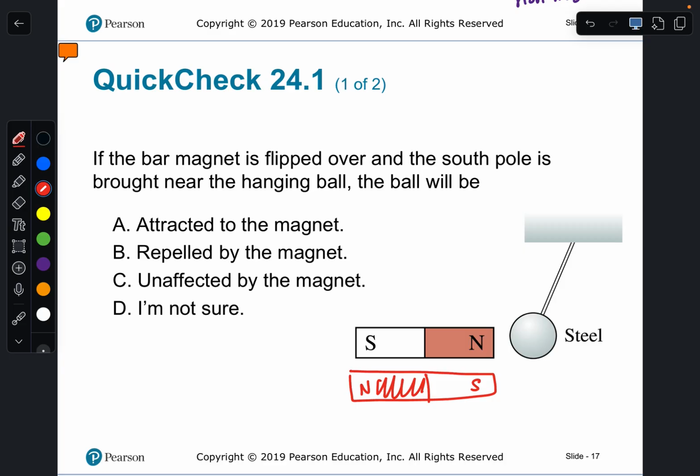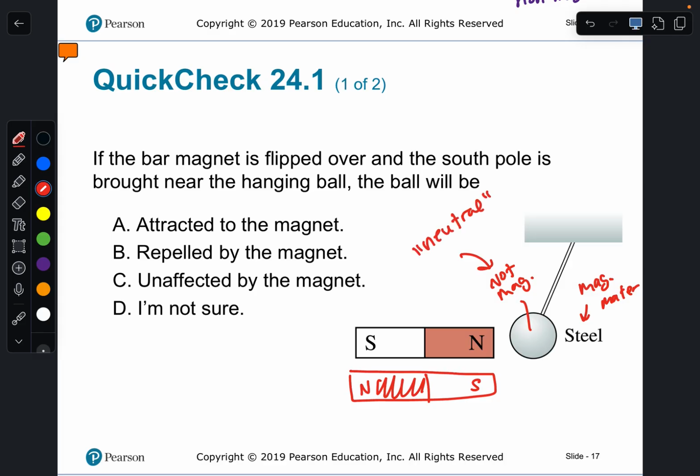Do we get a repulsion? Do we get an unaffected or not sure? So this steel ball is not magnetized, right? There's no north and south pole on it, okay? It's not magnetized, but it is made up of a magnetic material. So it will be attracted. Think of this as like our neutral object.